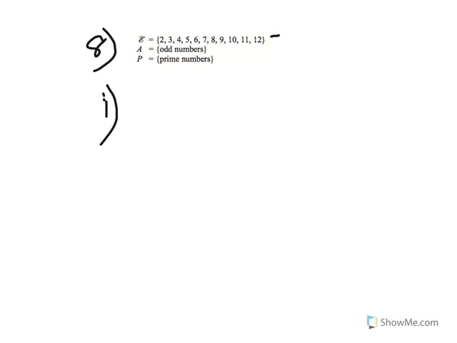A is odd numbers, so one set of odd numbers, and P is prime numbers. I hope you guys know what prime numbers are. Now, you have to list the members of the set A ∩ P. Now, what is this upside down U? This upside down U basically means intersect, and it's basically what A and P have in common.